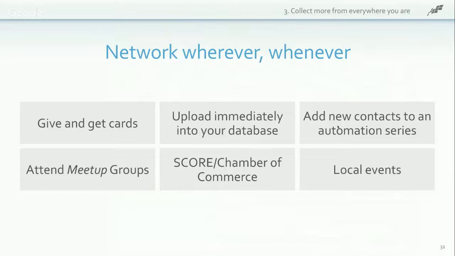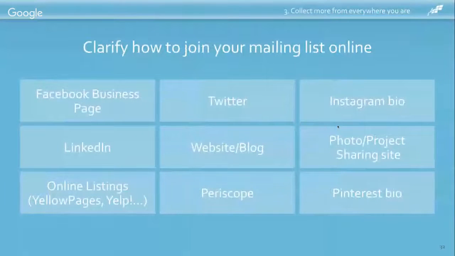So whether you're attending meetup groups, uploading to your database, going to SCORE or chambers of commerce, adding contacts to an automation series, or just attending local events, you can collect those cards, collect those contacts, and use them to continue to grow your list. From there, you can clarify how to join your mailing list online. If you think about it, you want all your online properties to be vehicles to drive new subscribers and sales.